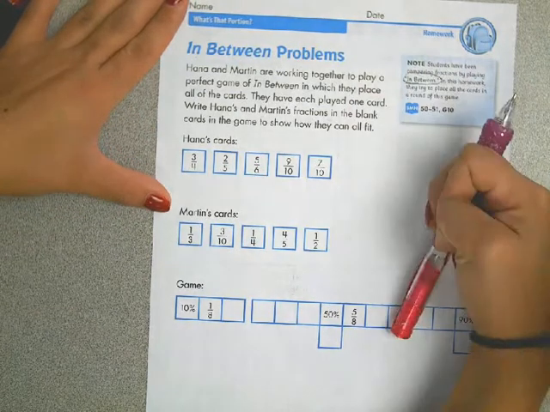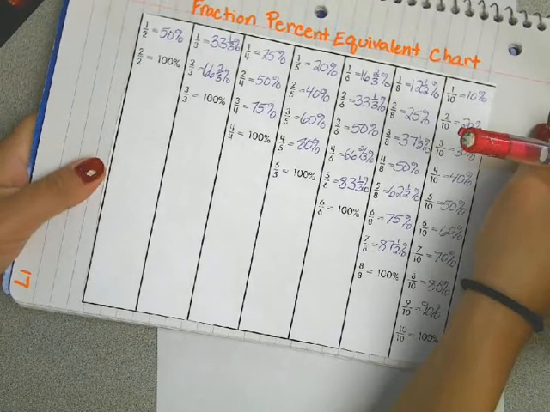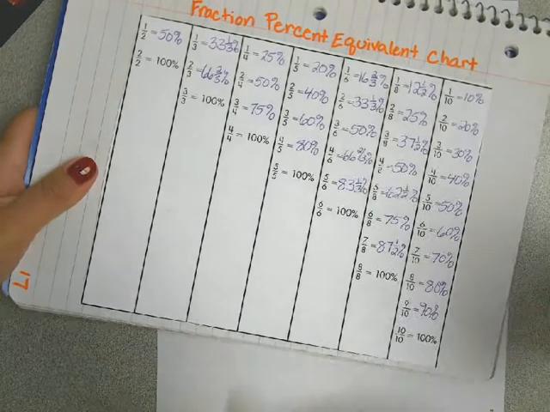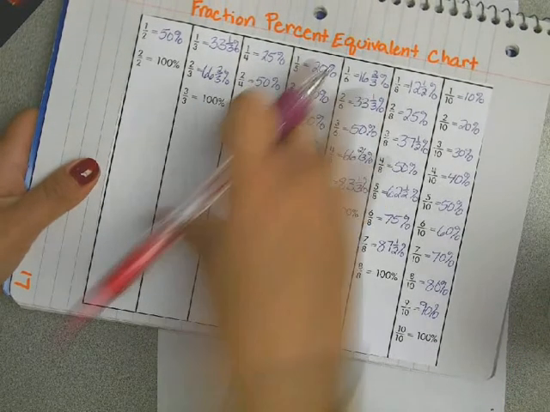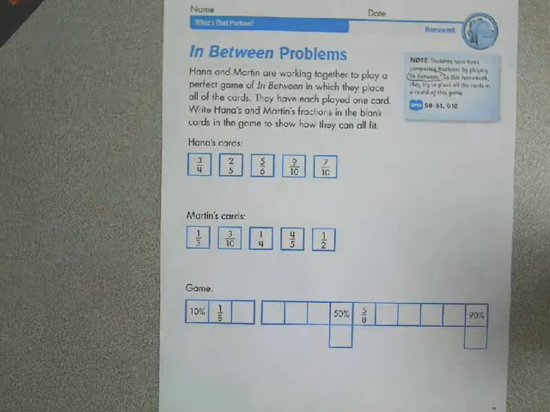So as they are working on this, they can use their math notes. They have a fraction percent equivalent chart. This chart is also on our classroom page under math notes, and they can pull that up and use it too.